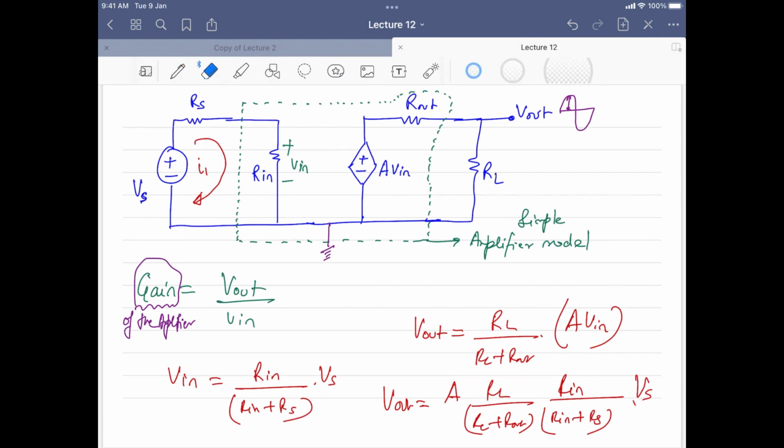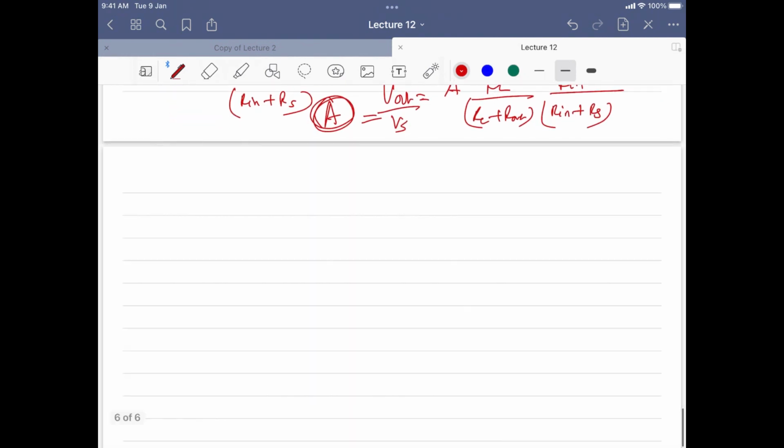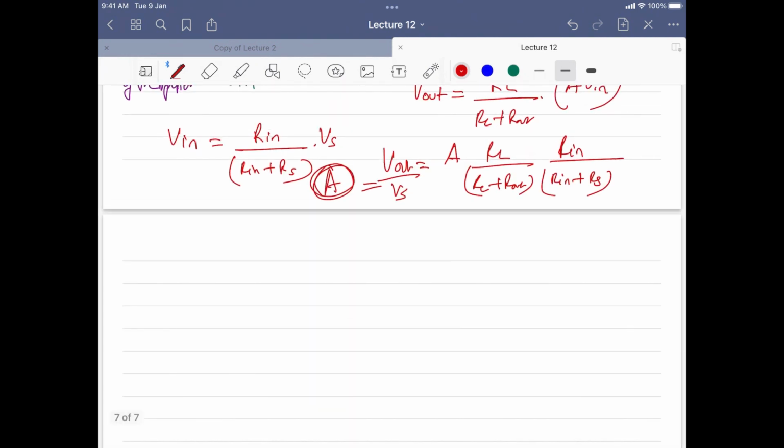So I will remove this Vs from here and keep it this side. So this is actually nothing but the gain A. Okay, fine. So the gain is given as A times RL over RL plus R out, times Rin over Rin plus Rs.